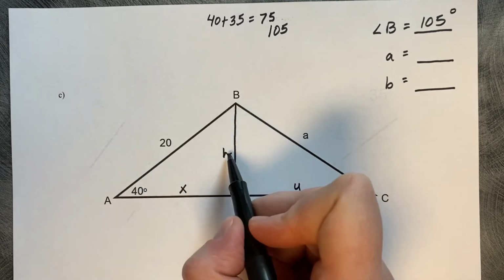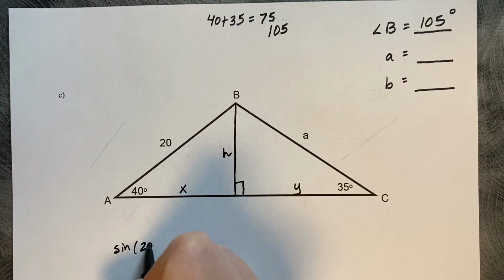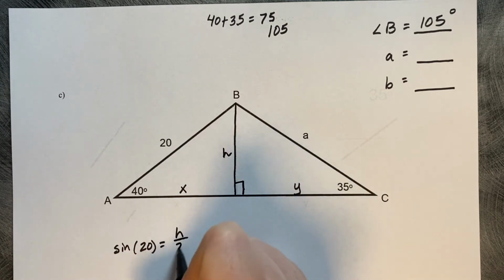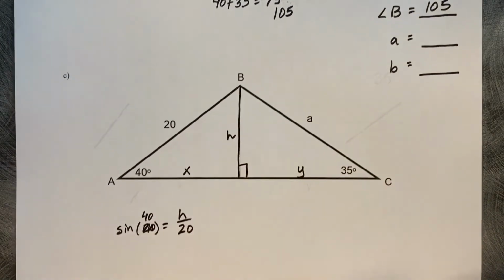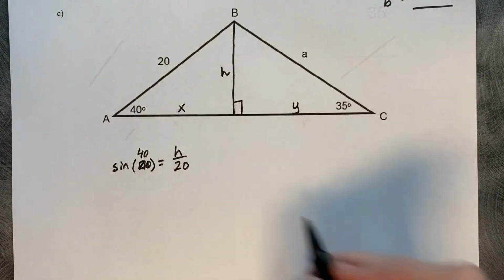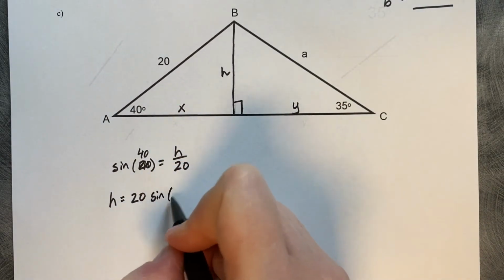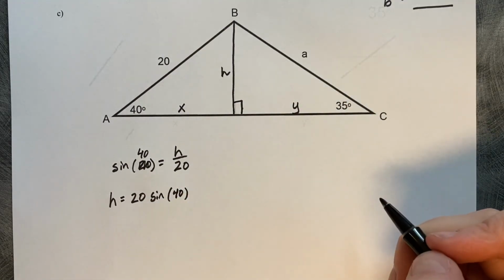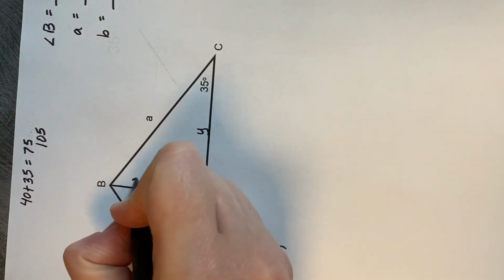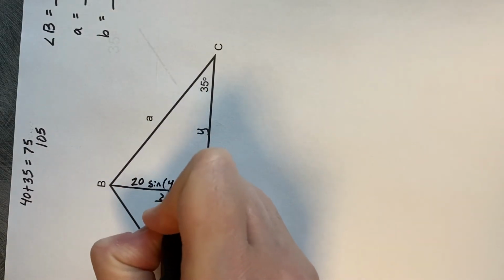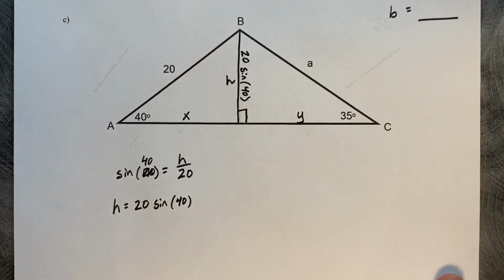So from 40 degrees, H is opposite, 20 is the hypotenuse, so it's a sine. So the sine of 40 is H over 20. Then H equals 20 times the sine of 40, exactly. And I'm going to write it onto my diagram here, just for future reference. So that length is 20 times the sine of 40.